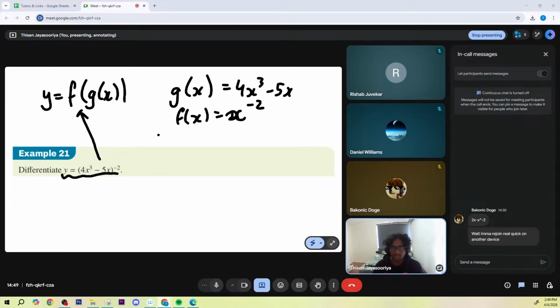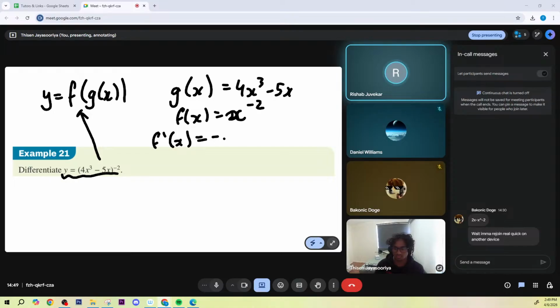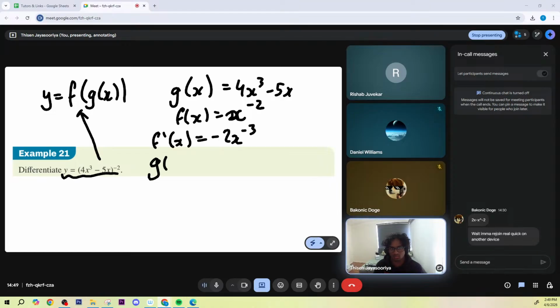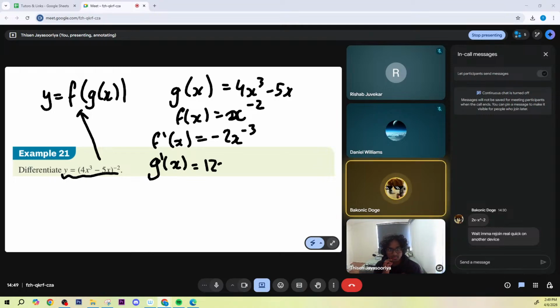But here, we'll find out what the derivative of f of x is first. What's the derivative of f of x? I'll ask you. Negative... oh wait, no, positive... wait, oh no, -2x to the power of -3. Yep. And Joe, what's the derivative of g of x? 12x squared minus 5.